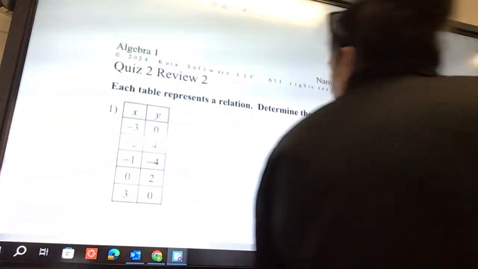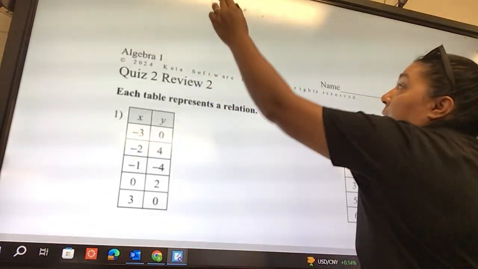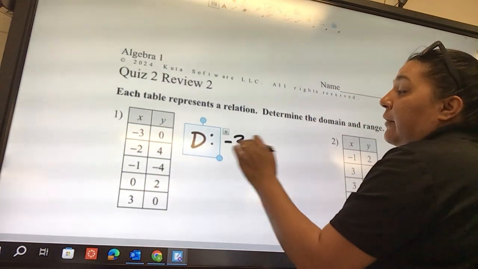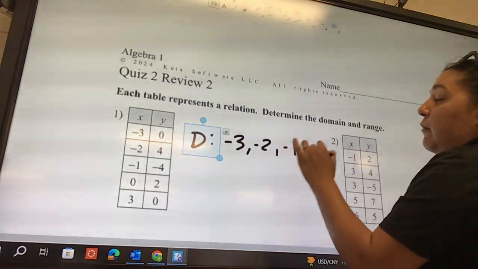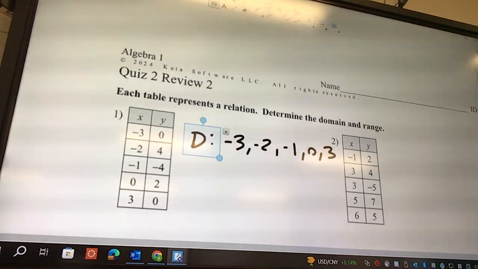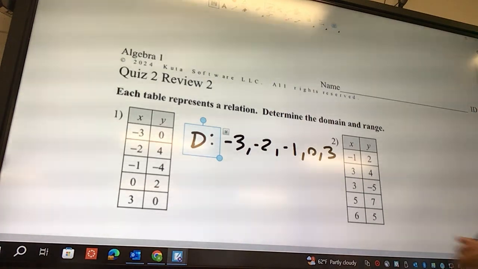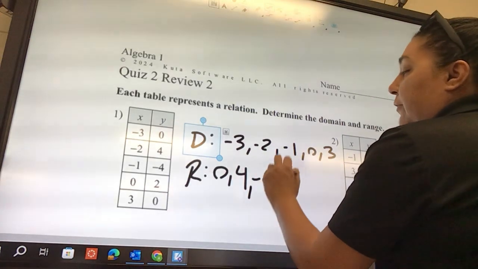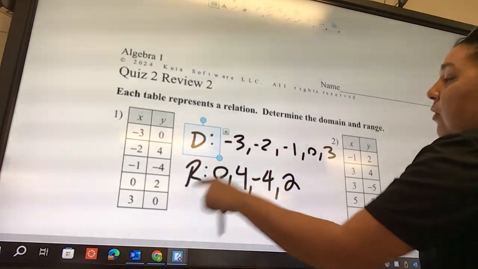No repeating allowed. Okay, so the domain, and keep up today very fast, the domain is going to be -3, -2, -1, 0, and 3. So all of the x's with no repeatings. Okay, the range is going to be 0, 4, -4, 2, and 0 is already up there, so we don't need to write them down together.